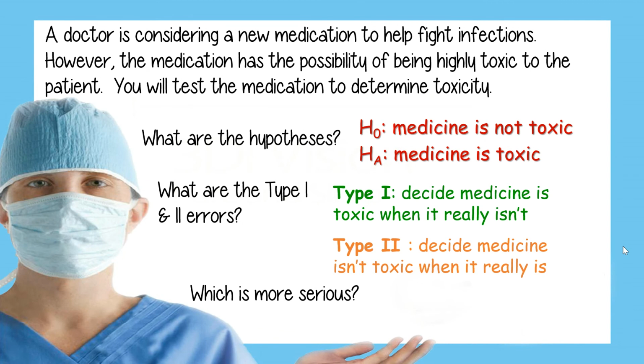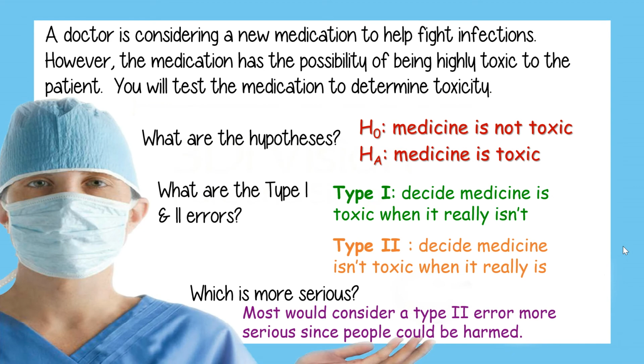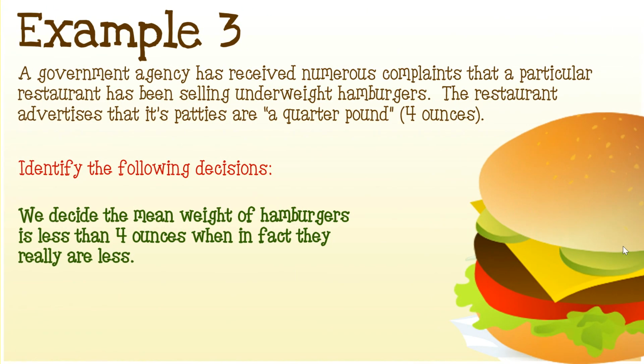So take a minute and decide which one is more serious. Hopefully this one you noticed is a type 2, because people could be harmed if you do a type 2. Decide the medicine is toxic when it really isn't. That just means I'm not going to give the medicine away. I'm just not going to use it. But if I've decided the medicine is fine and I give it to people, people are going to be harmed. That's bad. Type 2 tends to be very serious in the medical field. All right, last example. Go ahead and again, try this one on your own.